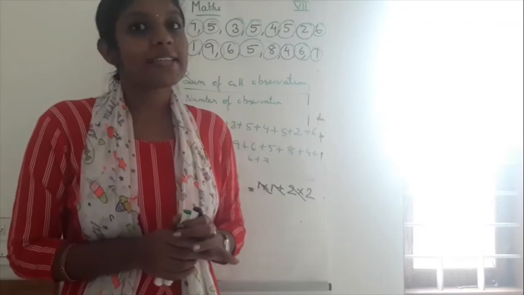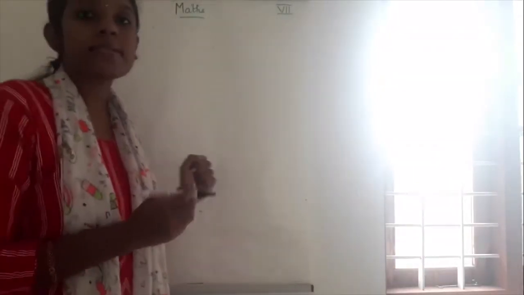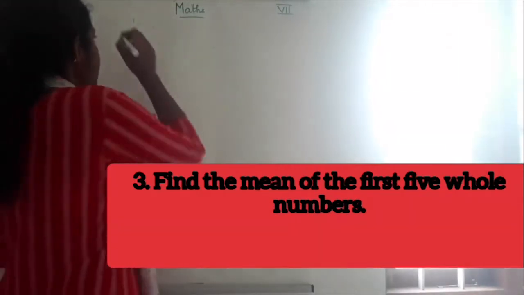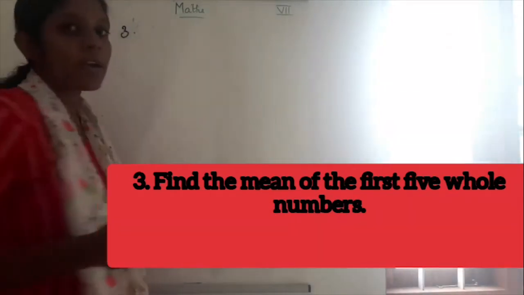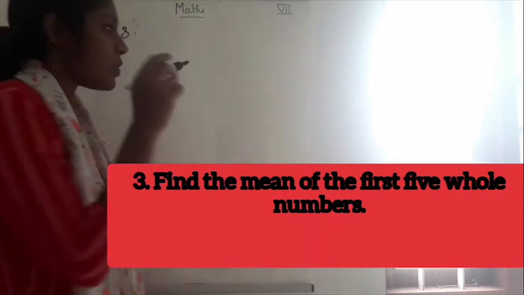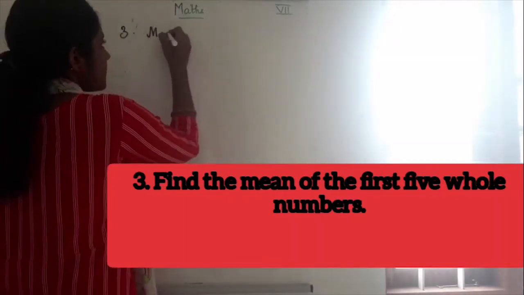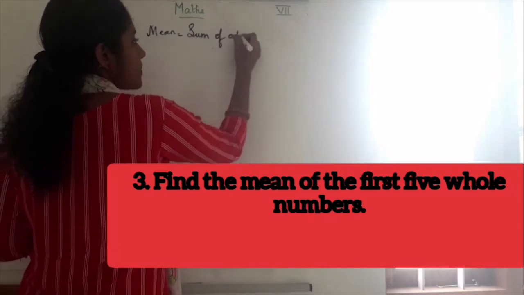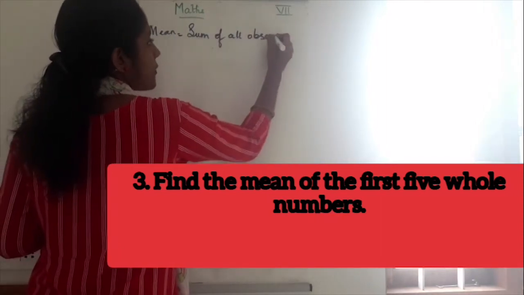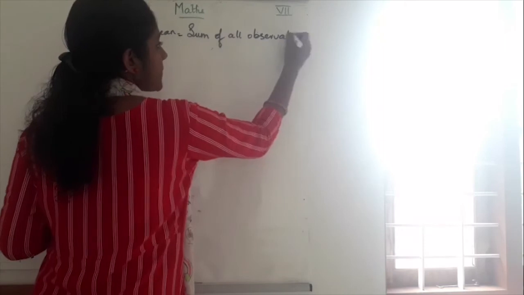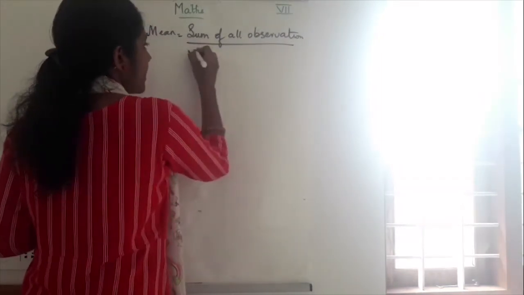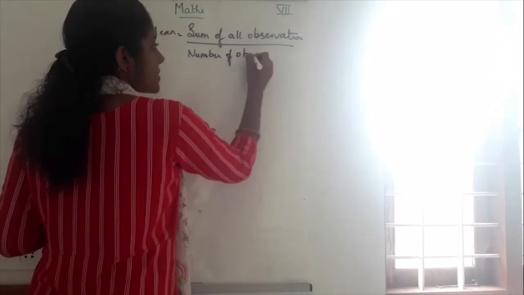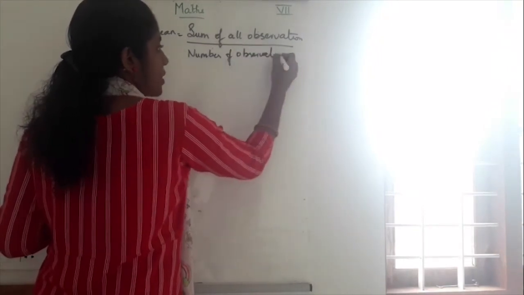Now we move to the third question. Okay, third question is find the mean of the first 5 whole numbers. So what are whole numbers? Whole numbers means it starts from 0. So mean is equal to sum of all observation by number of observation.